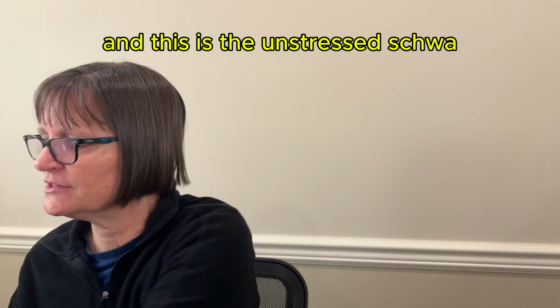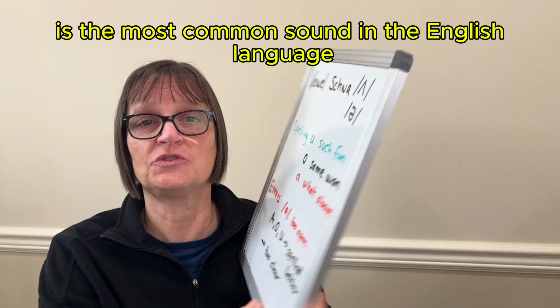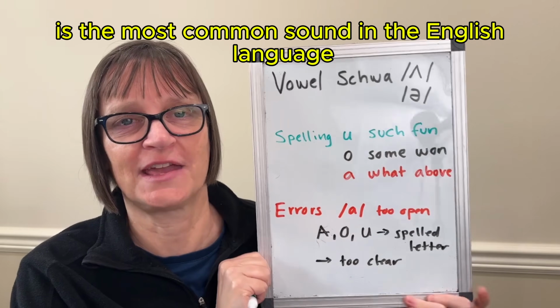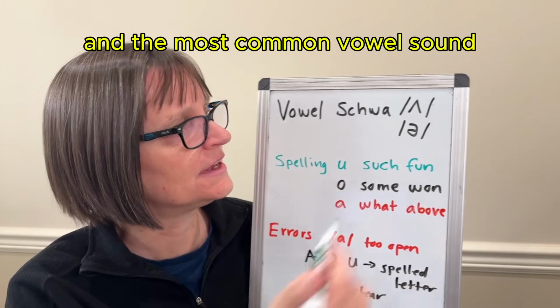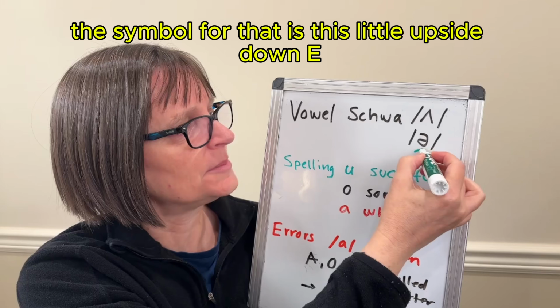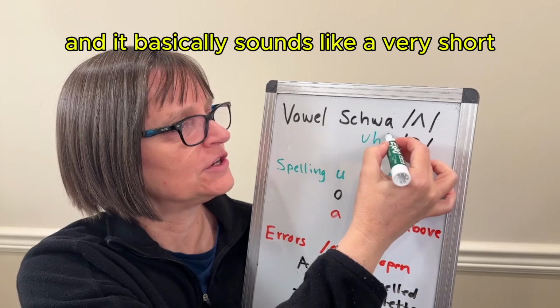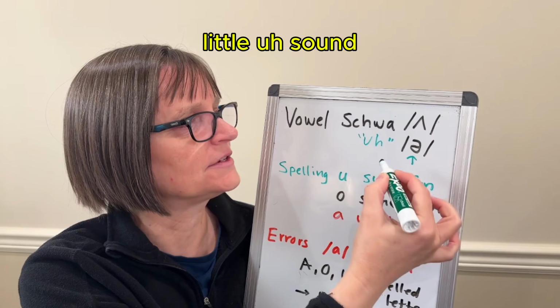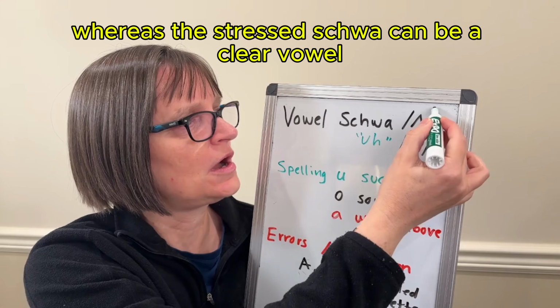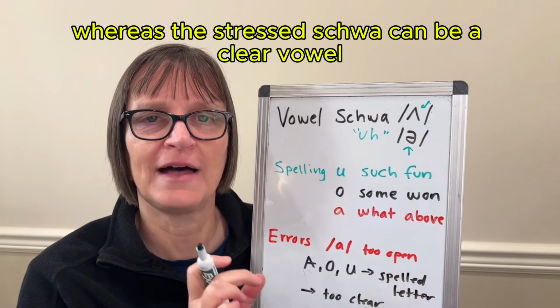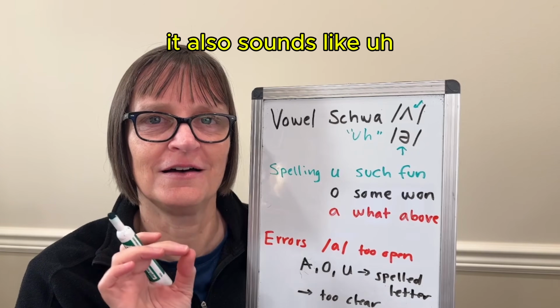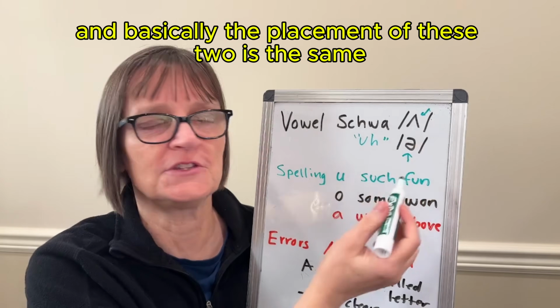And the unstressed schwa is the most common sound in the English language and the most common vowel sound. The symbol for that is this little upside down e, and it basically sounds like a very short little uh sound. Whereas the stressed schwa can be a clear vowel. It also sounds like uh, and basically the placement of these two is the same.